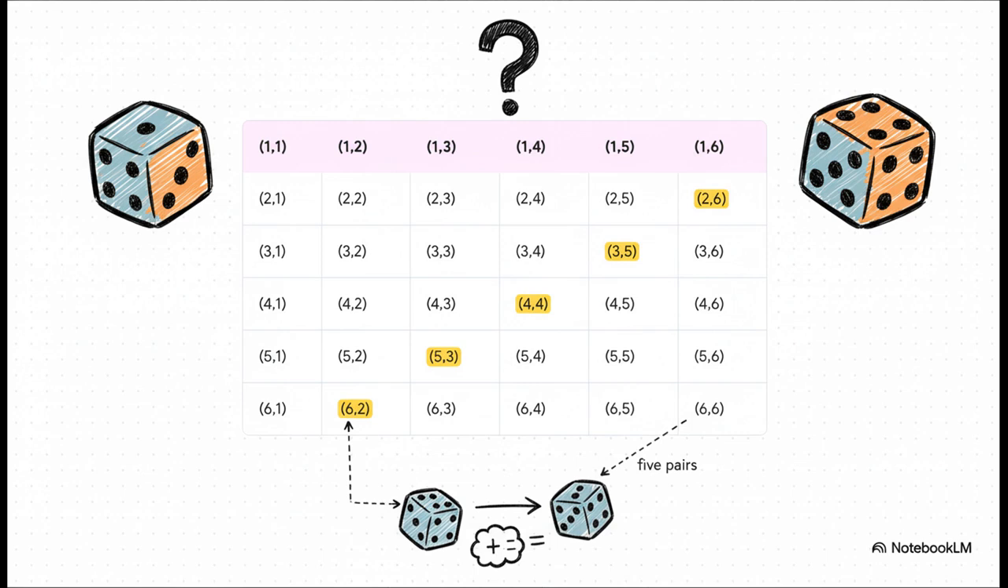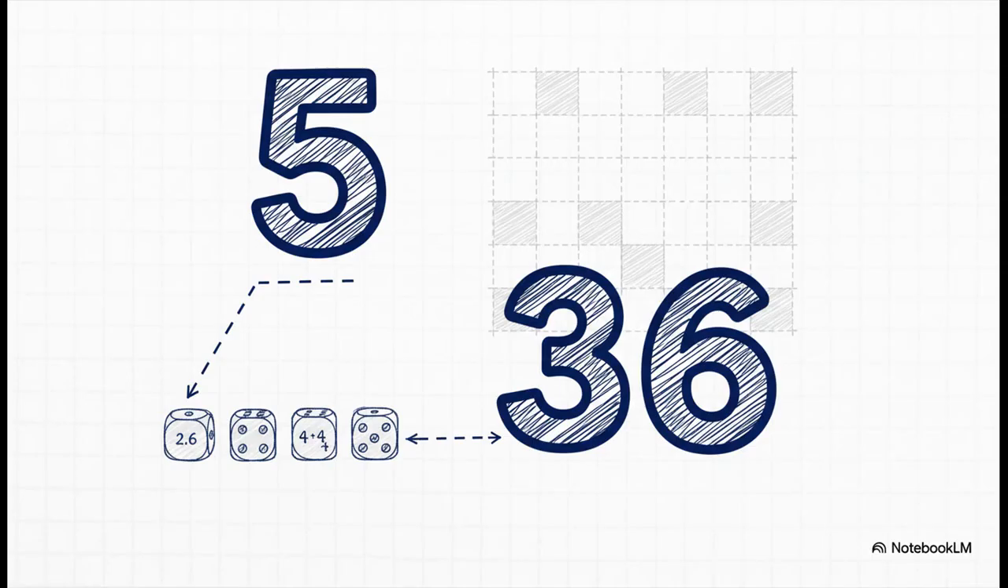Okay, let's hunt for them in the table. We have 2 and 6, 3 and 5, 4 and 4, 5 and 3, and 6 and 2. How many is that? Let's count. 1, 2, 3, 4, 5. There are 5 ways to get a sum of 8. And we're right back to our simple magic formula. Step 1, favorable outcomes. We just found them. There are 5. Step 2, total outcomes. We already figured that out. It's 36. So the probability that the sum is 8 is, you guessed it, 5 divided by 36. And that's it. That's your final answer for a board question.